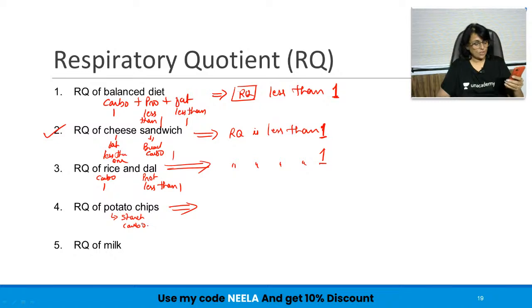Potato is starch. So why initially you thought that RQ is less than 1? Potato chips less than 1. My question is why? Why is it less than 1 when potato is starch and starch is carbohydrate? The question is why? Why less than 1?